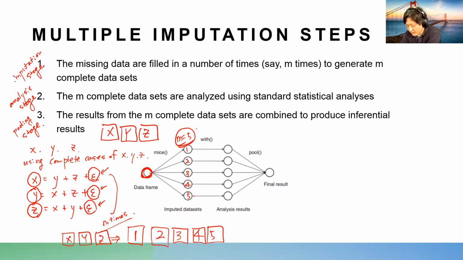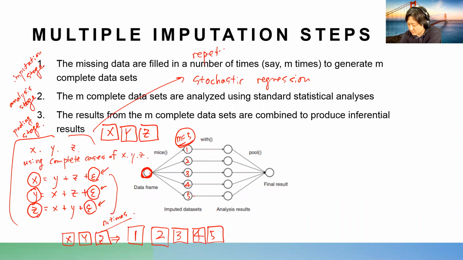Again, this process is a stochastic regression. So this imputation process is called a repetitive stochastic regression process. This is the imputation stage. We can do this stage using the mice function in R. The mice function will do this for you.